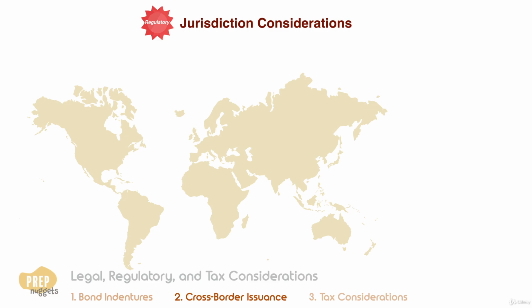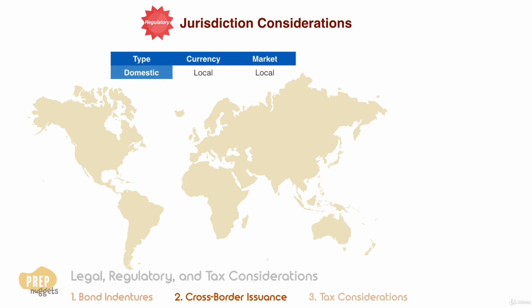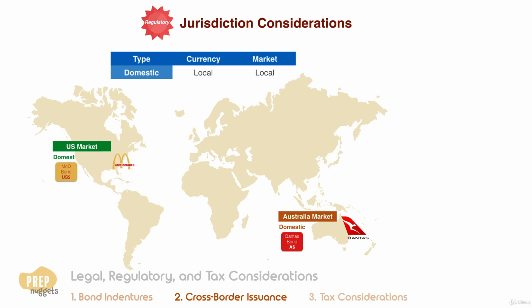A bond that is issued by a firm domiciled in a country and also traded in that country's currency is known as a domestic bond. For example, if Qantas, Australia's national airline, issues an Aussie dollar bond in the Australian market, it is classified as a domestic bond. If McDonald's issues a US dollar bond in the US market, it is a domestic bond in the US market.